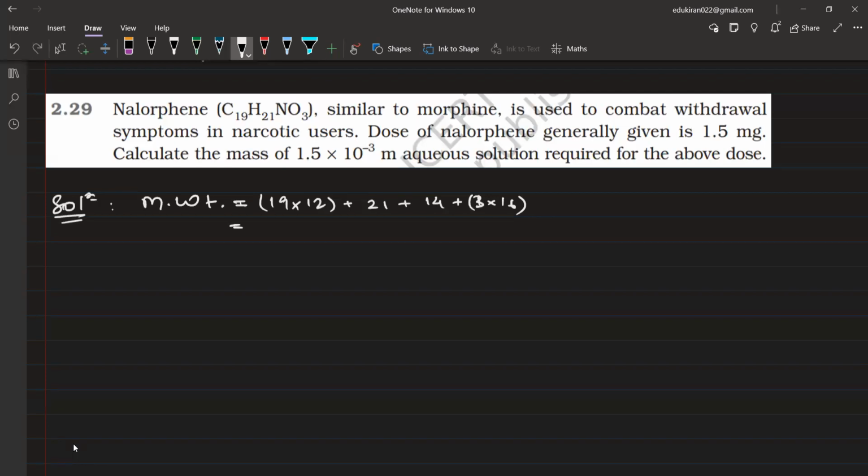Okay. Nalorphine is similar to morphine, is used to combat withdrawal symptoms in narcotic users. The dose of nalorphine is generally given as 1.5 milligram. Calculate the mass of 1.5 into 10 to the power minus 3 molar aqueous solution required for the above dosage. So what is the mass of this molar solution that is going to give you 1.5 milligram of nalorphine? This is the concentration and this much amount of nalorphine we need.